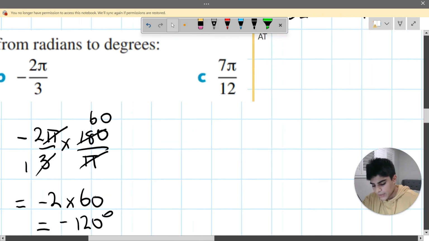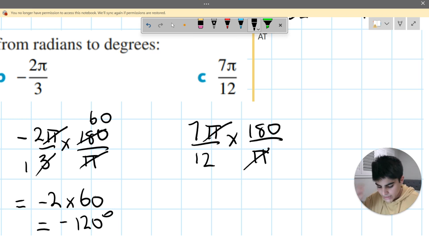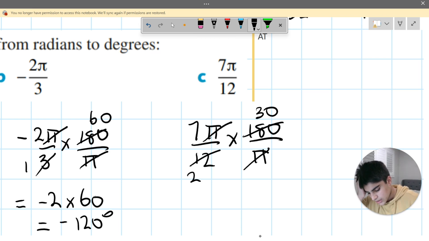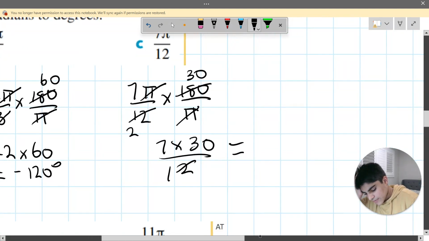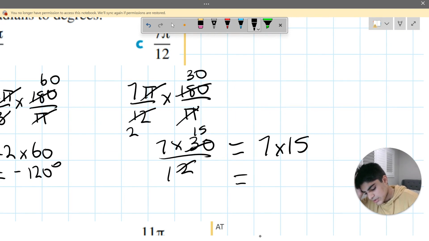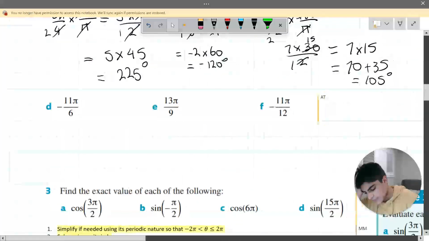7 pi on 12 times 180 over pi. Let's cancel pi. Common factor here is 6, so 2, 30. This equals 7 times 30 over 2. This equals 7 times 15. Let's break this up. This equals 70 plus 35, which equals 105 degrees.